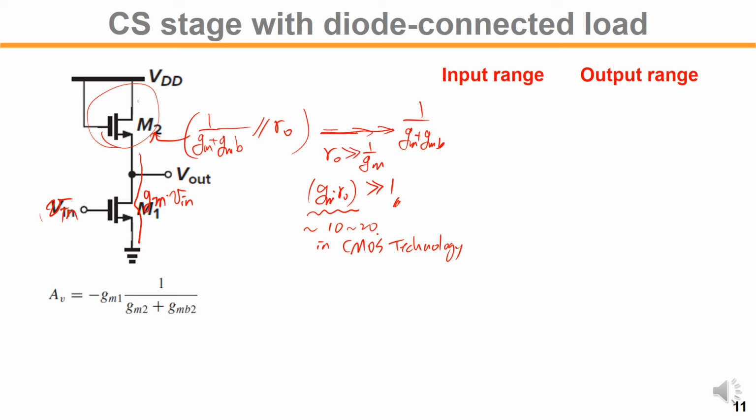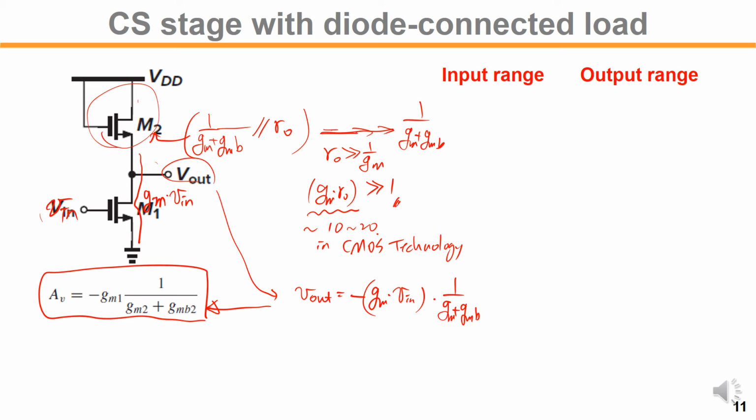Okay, so the AC gain, the output voltage Vout, will be minus the current gm times Vin times the load impedance 1 over (gm plus gmb). That results in this equation, where gm of M1 is gm1 and gm of M2 is gm2.